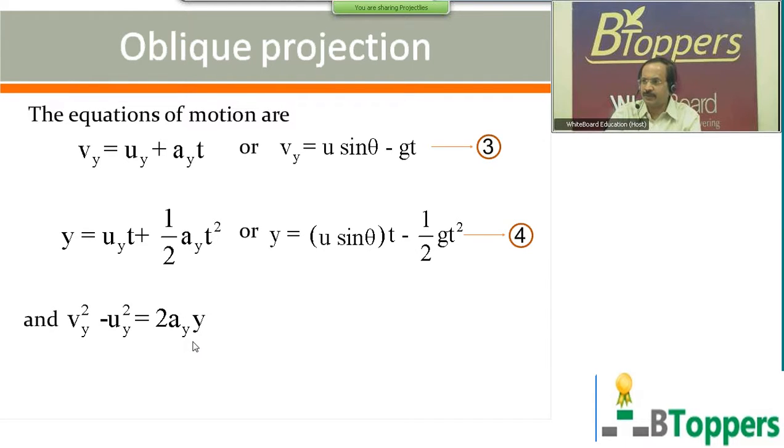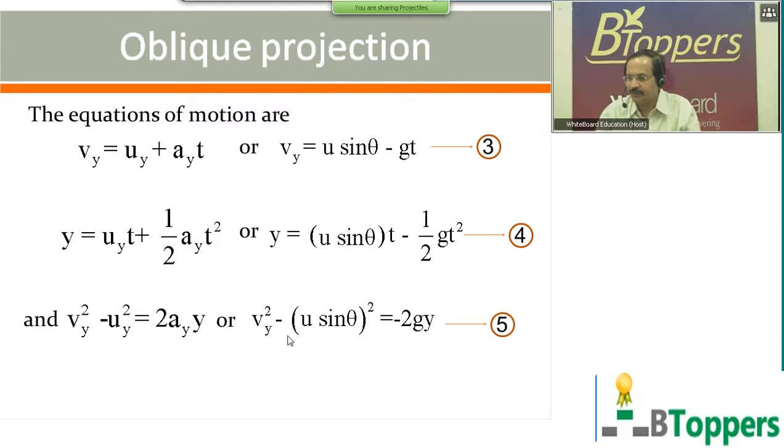Next, using the equation v square minus u square equal to 2as for the vertical direction, we can write vy square minus uy square equal to ay into y. Substituting uy equal to u sin theta and ay equal to minus g, vy square minus u sin theta whole square equal to minus 2gy. This is equation number 5. Those who want to copy the notes can pause and copy the notes now.